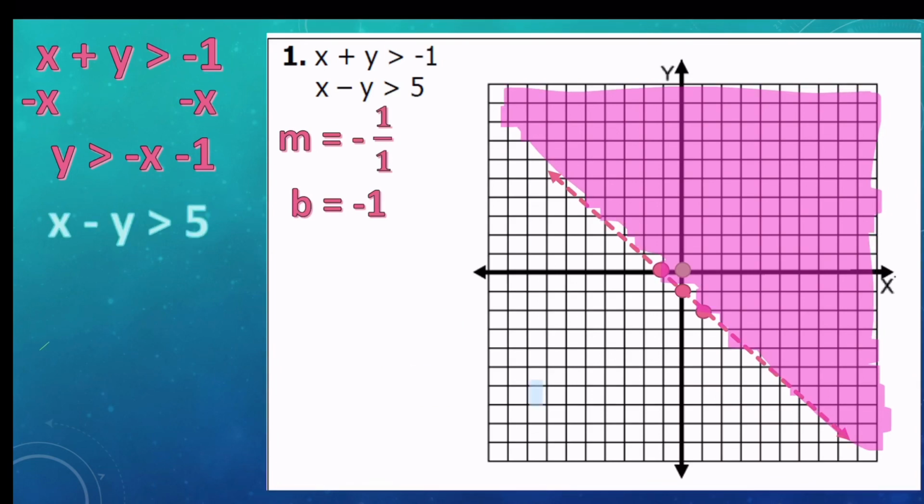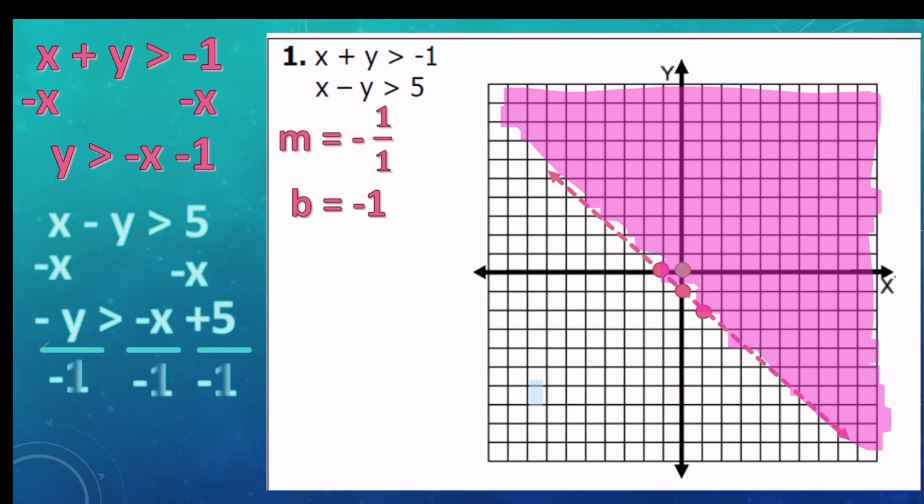Again, I got to solve for y, so I subtract x from both sides. I'm dividing everything by negative 1. But look what I did. I switched my inequality symbol because I divided by a negative. So I'm going to identify my slope and identify my y-intercept. I'm going to place a point at negative 5. I'm going to rise 1, run 1. I'm going to draw a dash line because it was a less than symbol.